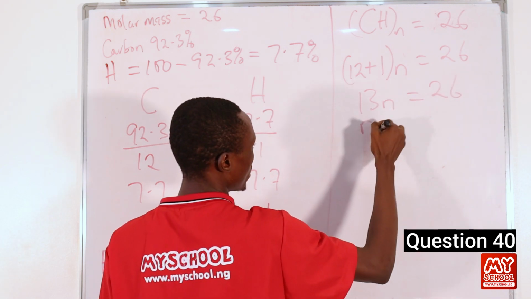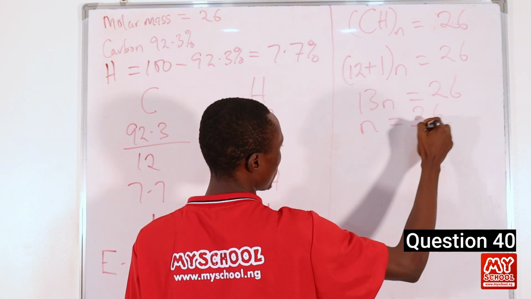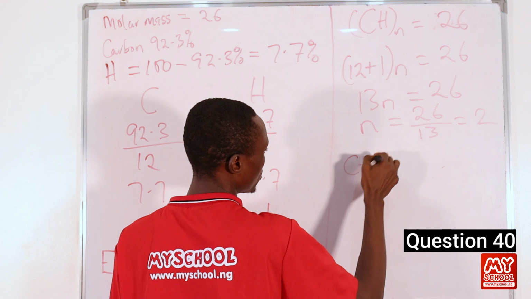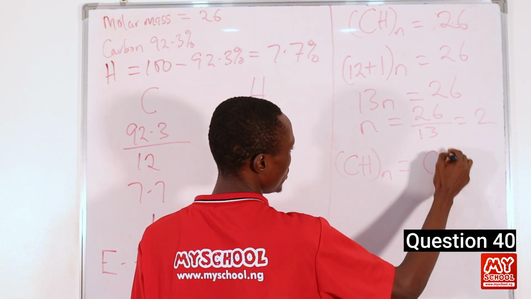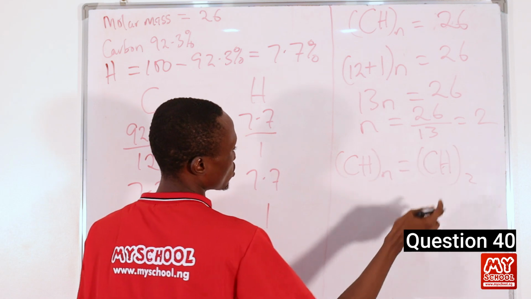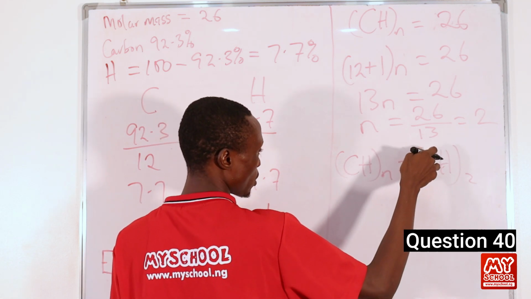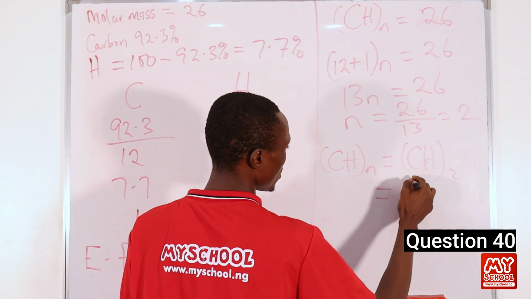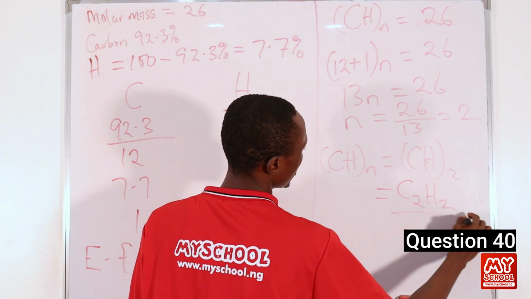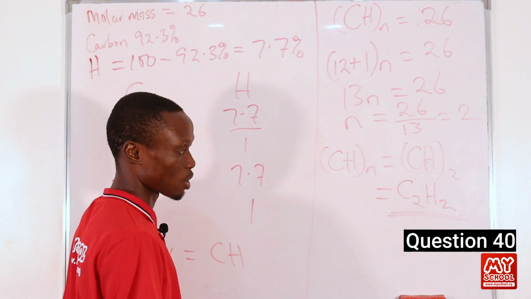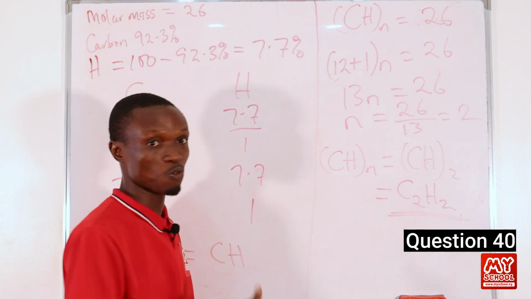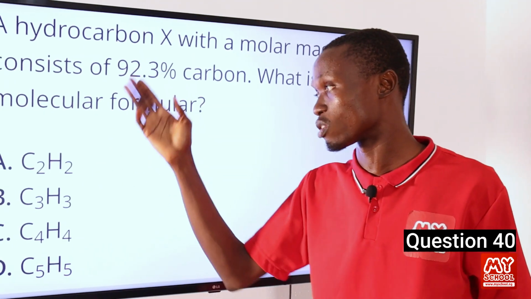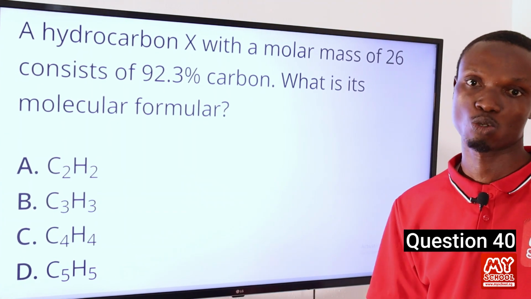So we divide both sides by the coefficient of n, which is 26 divided by 13, and that will be equal to 2. Since our formula is CHn and n is equal to 2, we multiply the one carbon atom and one hydrogen atom by 2. In that case, we'll have C2H2. This means the molecular formula of the hydrocarbon is C2H2. So let's move over to the screen to pick the correct option. The correct answer is option A, C2H2.